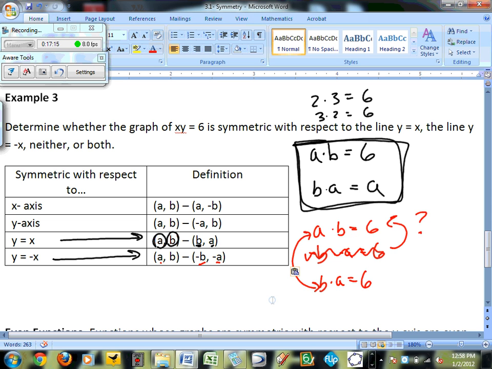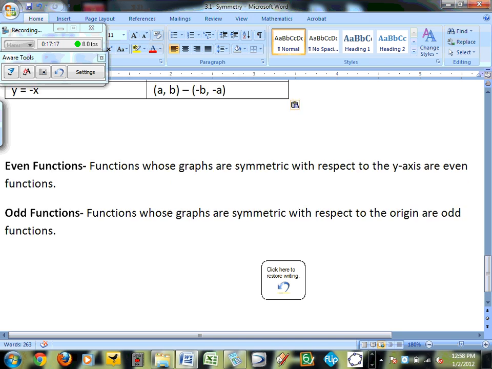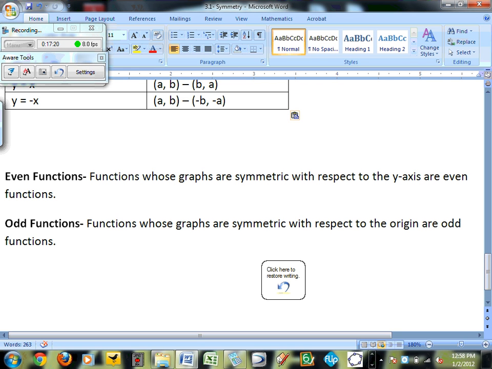All right. So one last thing to talk about, even functions. Functions whose graphs are symmetric with respect to the y-axis are even functions. If you looked at a lot of those, the best example I gave you is y equals x squared. That's an even function, and that's symmetric to the y-axis. And odd functions are those whose graphs are symmetric with respect to the origin.